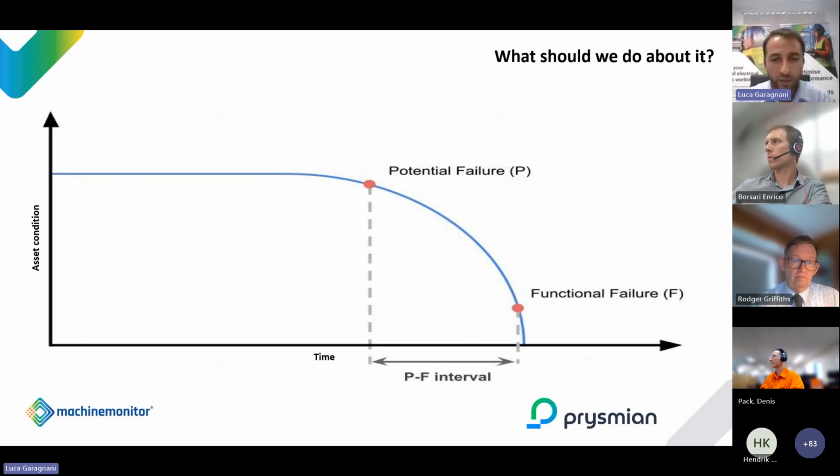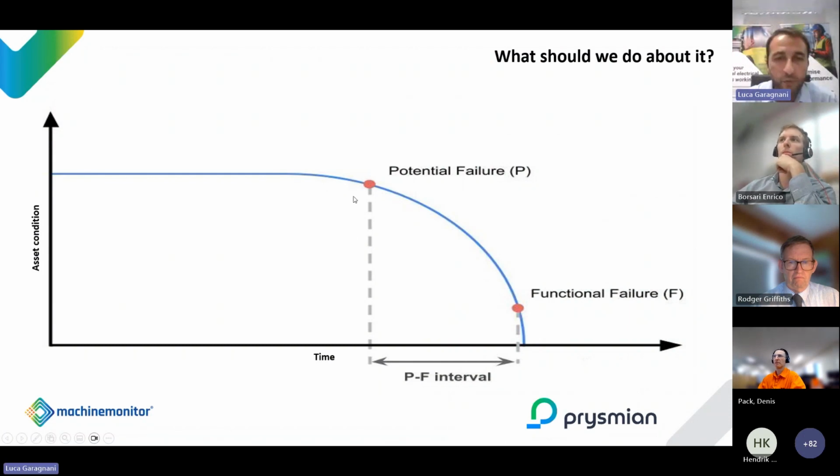And I'll try to accelerate, otherwise I won't finish on time. All right, so what should we do about having discharge? I try to express this concept by using this classic curve, the PF curve, right, where we represent the asset condition over time. And we can see in this case that the asset has a certain condition for a long period of time, and then eventually a potential failure triggers, and the condition deteriorates until we have the failure. And this is called the PF interval.